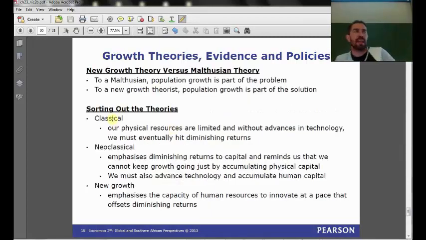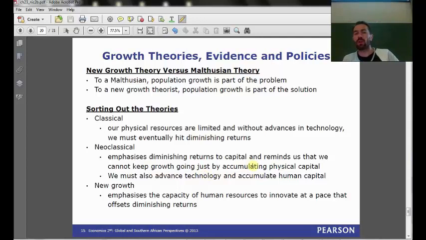So the summary of the classical view: our physical resources are limited, and without advances in technology, we're going to hit diminishing marginal returns. And even when we have advances in technology, what ends up happening? Increases in population mean that we have no real growth in standards of living. Neoclassical theory emphasizes that we do have diminishing returns to capital. It reminds us that we cannot keep growing just by accumulating capital, and that we definitely need advances in technology.